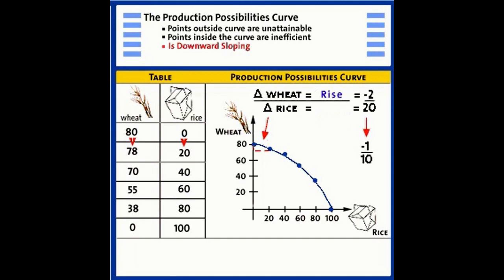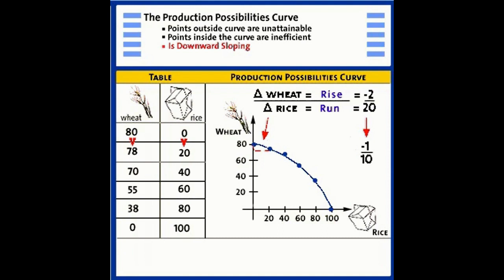-2 divided by 20 is the rise over the run. The change in wheat production divided by the change of rice production. And in this case, that number is -1/10. So I'll go ahead and put a little mark here indicating that I'm calculating the slope between those 2 points, and I'll make a note that it's -1/10.